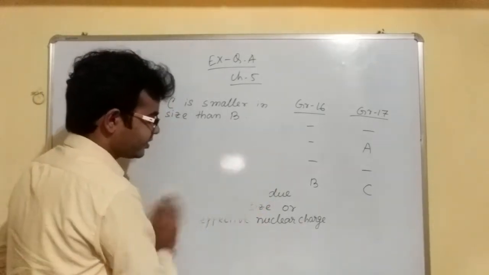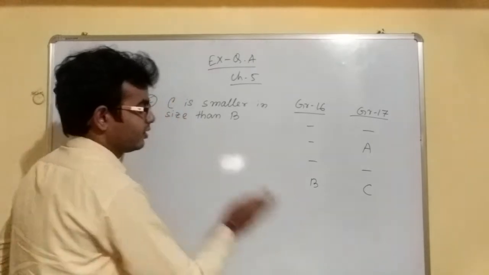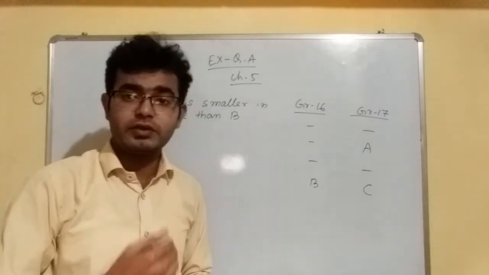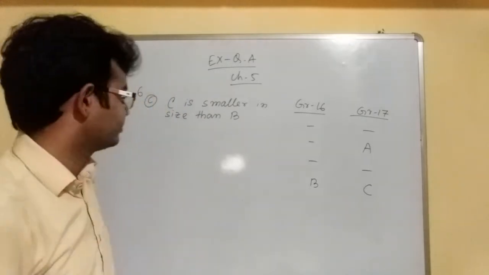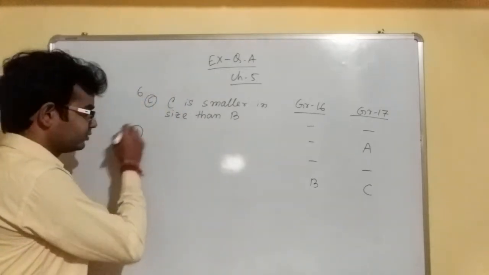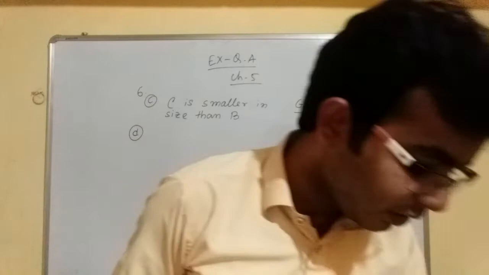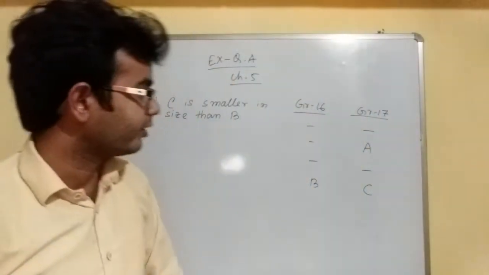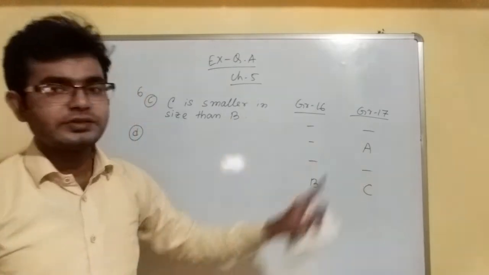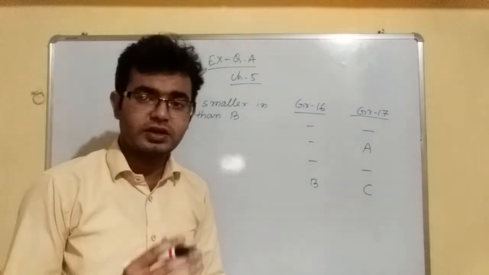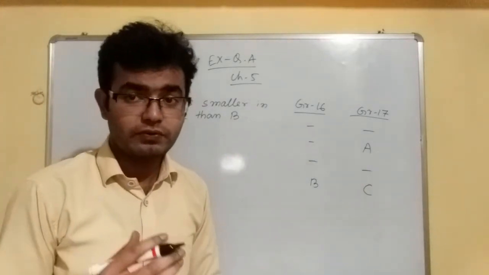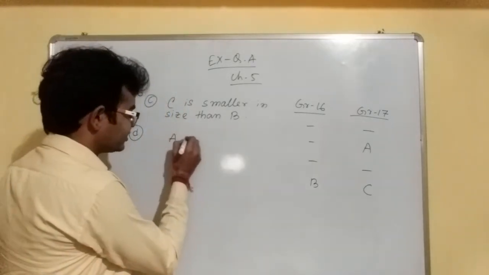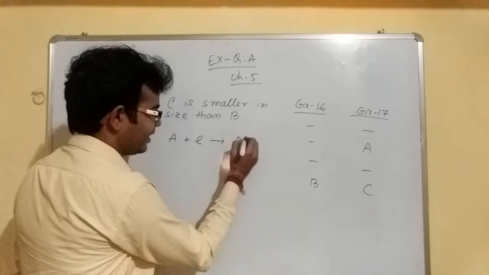The element which is present on the left side must be larger in size than the element which is present on the right side of it. D. Which type of ion, cation or anion, will be formed by element A? It can be observed that A is present in group 17, so it contains 7 valence electrons. To fill its octet, it will gain an electron. So A has a tendency to gain 1 electron to form A minus.